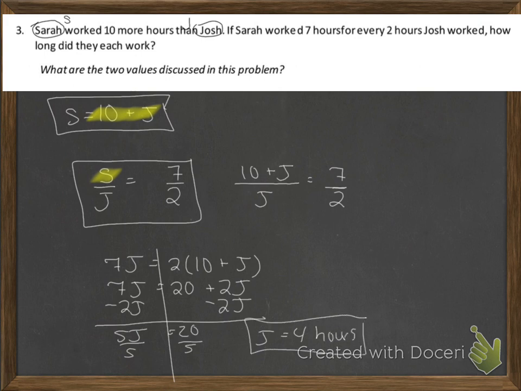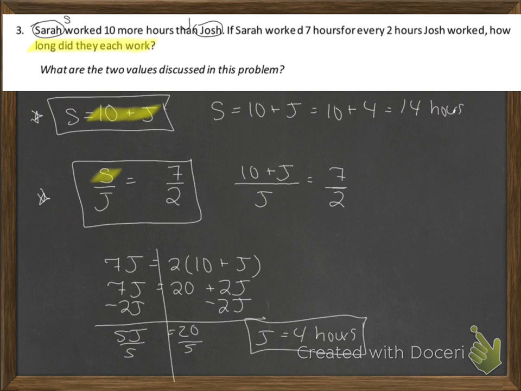Okay, so let's read this and see what they're asking us for and make sure that we answered it. Right, so it says, how long did they each work? Well, so far we only know how long Josh worked. He worked for 4 hours. How can we figure out how long Sarah worked? Well, we can actually use either equation to figure out how long Sarah worked. I think the first equation is easier to use. Sarah worked 10 hours more than Josh. Well, Josh, we just found out, worked 4 hours, so she must have worked 14 hours.